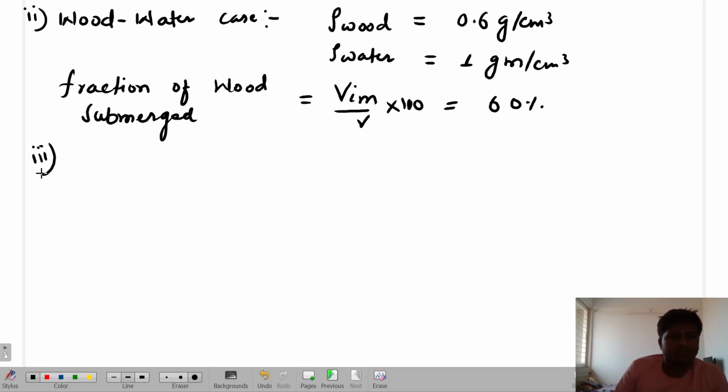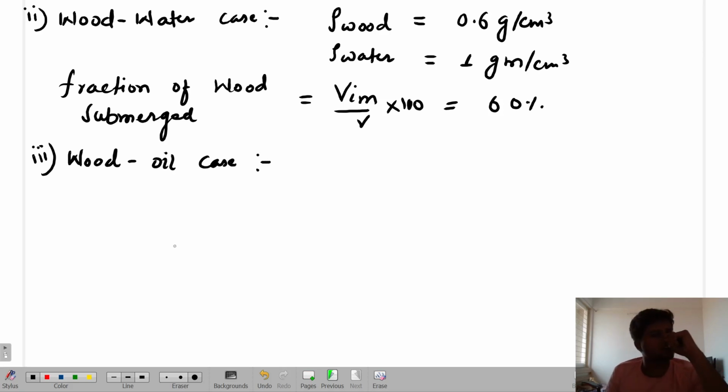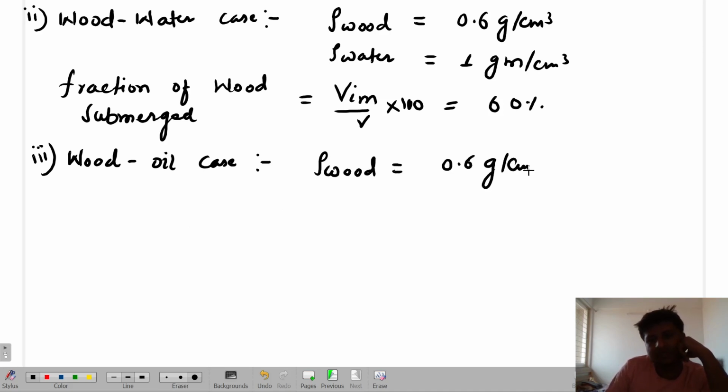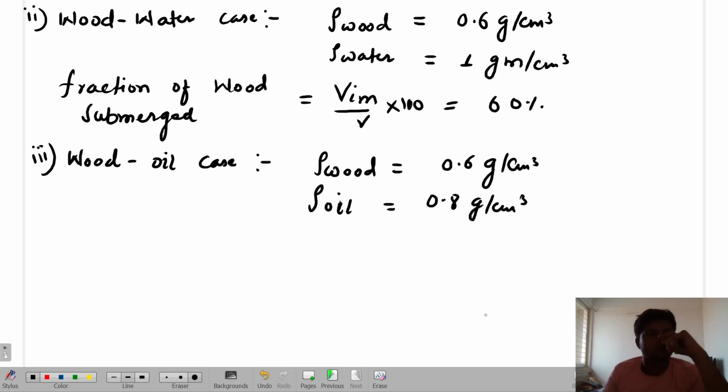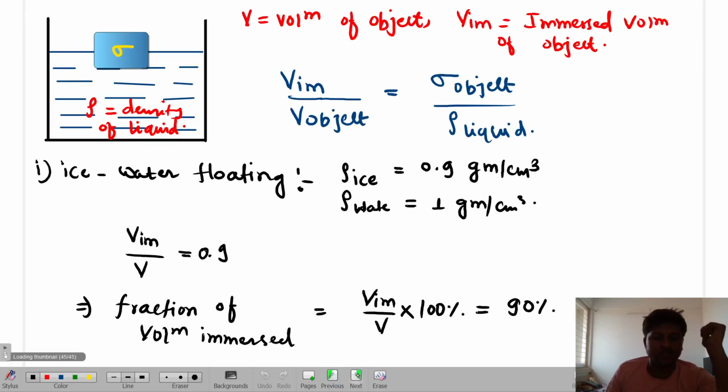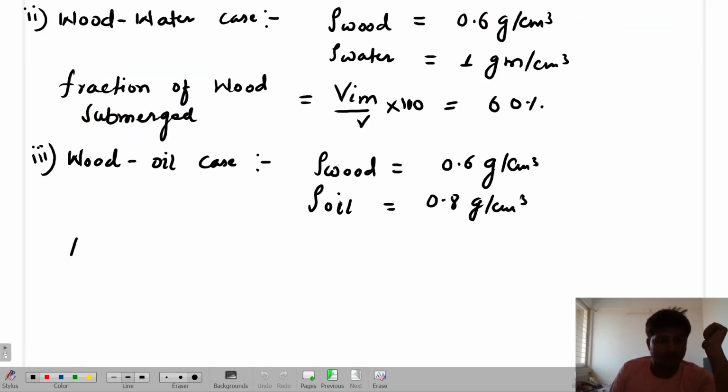Next, third case, wood and oil. So the density of wood is 0.6 gram per centimeter cube. Density of oil is 0.8. Remember these forms, okay? Remember this. These are memorizing questions. That's why I have written wood water, wood oil, and ice. Okay? Yeah, you have to memorize. I know the fraction, but you have to memorize.